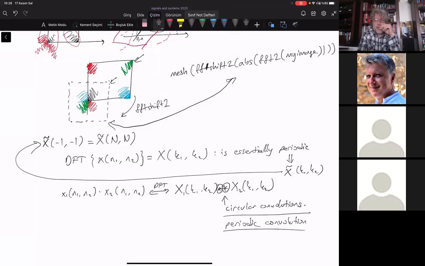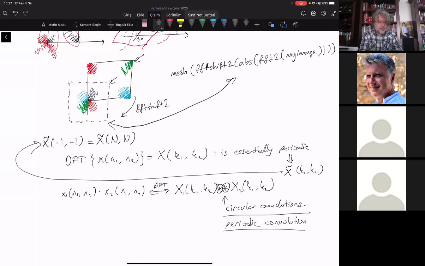Or you may also visualize it like this. You make one of these, X1 or X2 Fourier transforms, periodic. You take replicas, and then when you take the convolution with that periodicity, that automatically corresponds to circular convolution. Please try to exercise a little bit on this one to understand what these really correspond to.